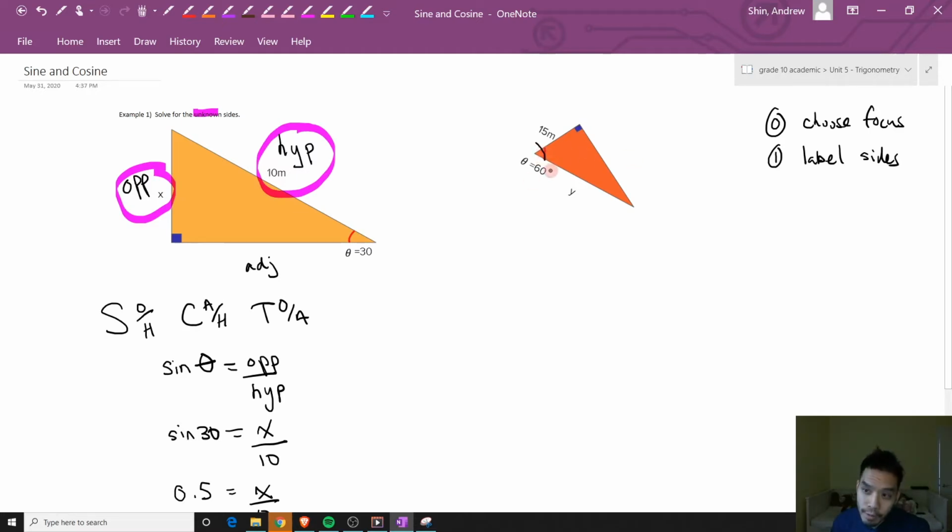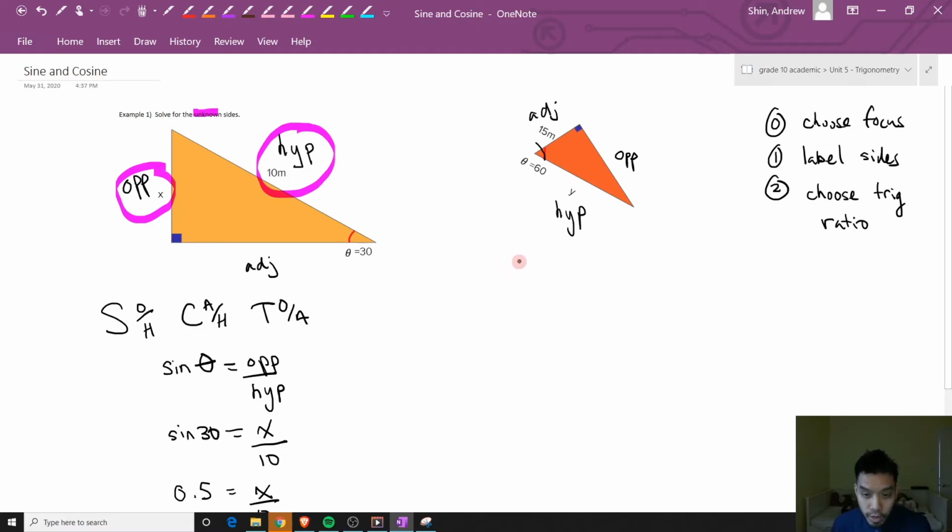So now that I have my focus angle, I'm going to choose the sides here. This is going to be my opposite. And across from my 90-degree symbol is going to be my hypotenuse. And the last one is going to be my adjacent. Now that I've labeled my sides, the next thing we're going to do is choose the appropriate trig ratio. Or trigonometric ratio if I didn't want to be doing short forms.